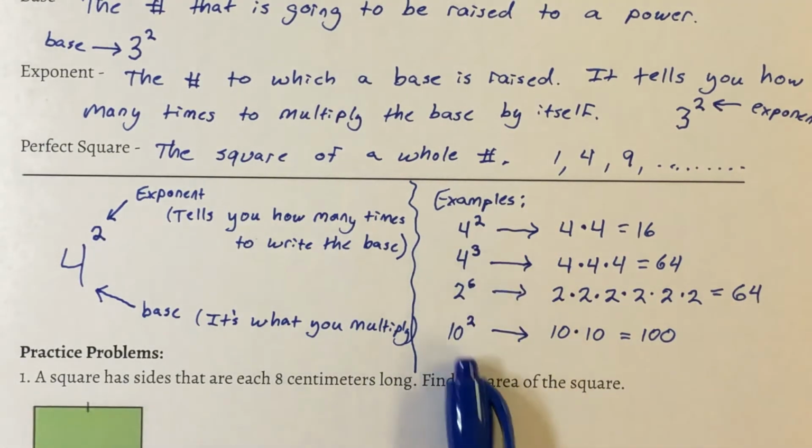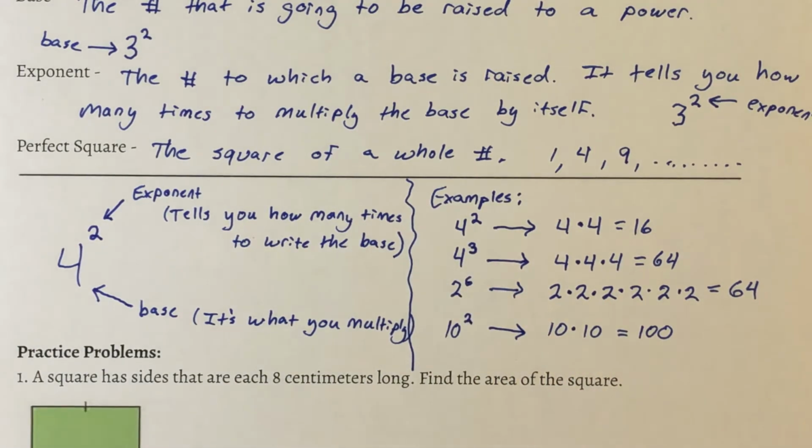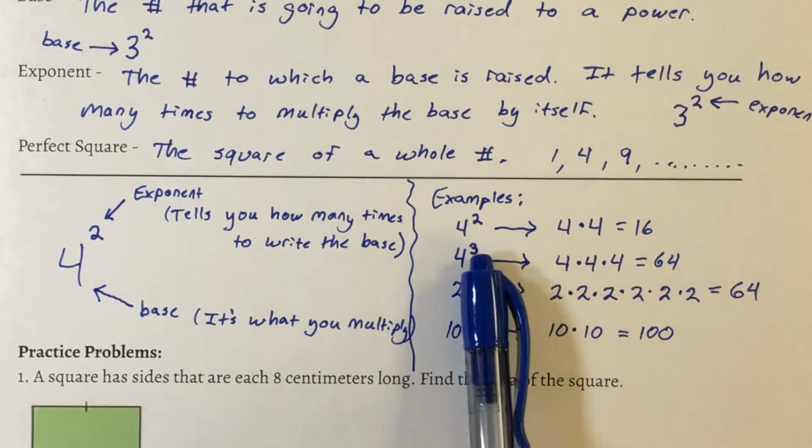So again, we've got different examples with exponents. The exponents tell you how many times to write the base. You don't actually multiply by those exponents.